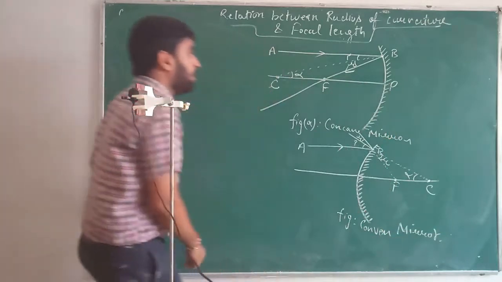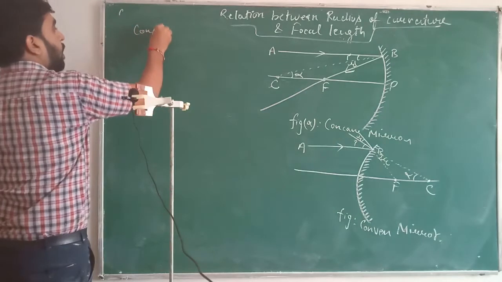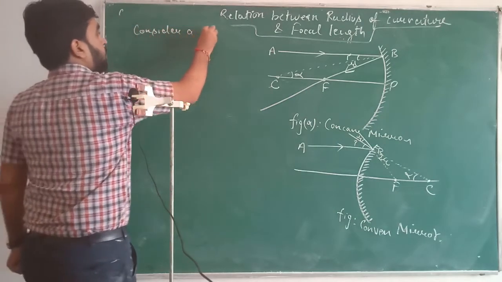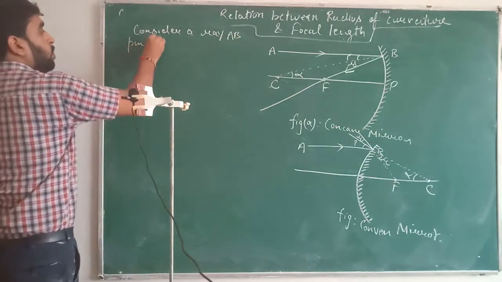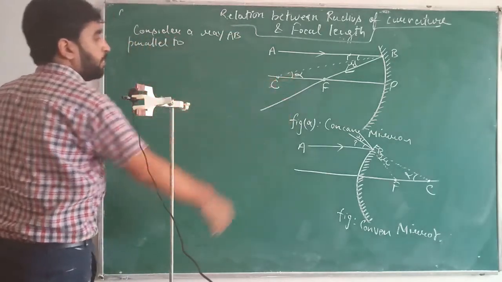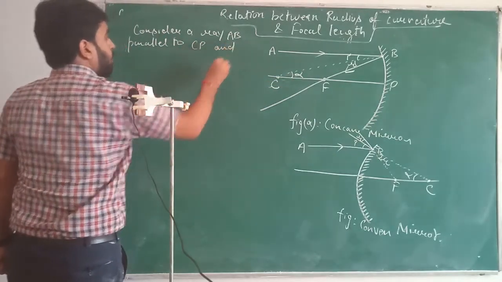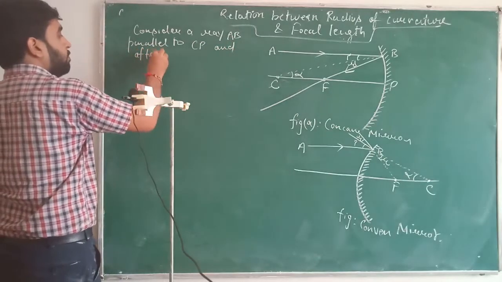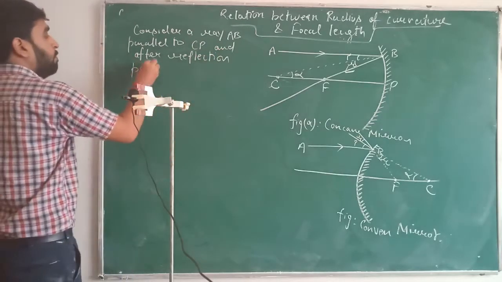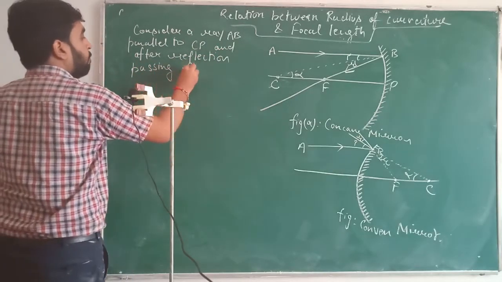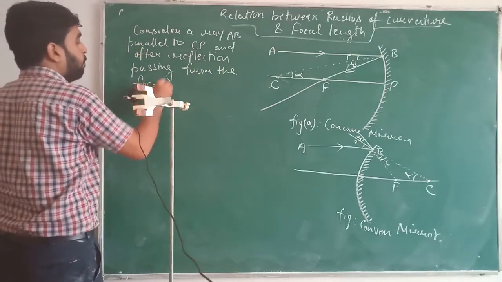Now whatever we have done, let us write it in the form of language. So consider a ray of light AB, parallel to the principal axis or parallel to CP, and after reflection passing from the focal point. So the general language we can write: passing from the focal point.